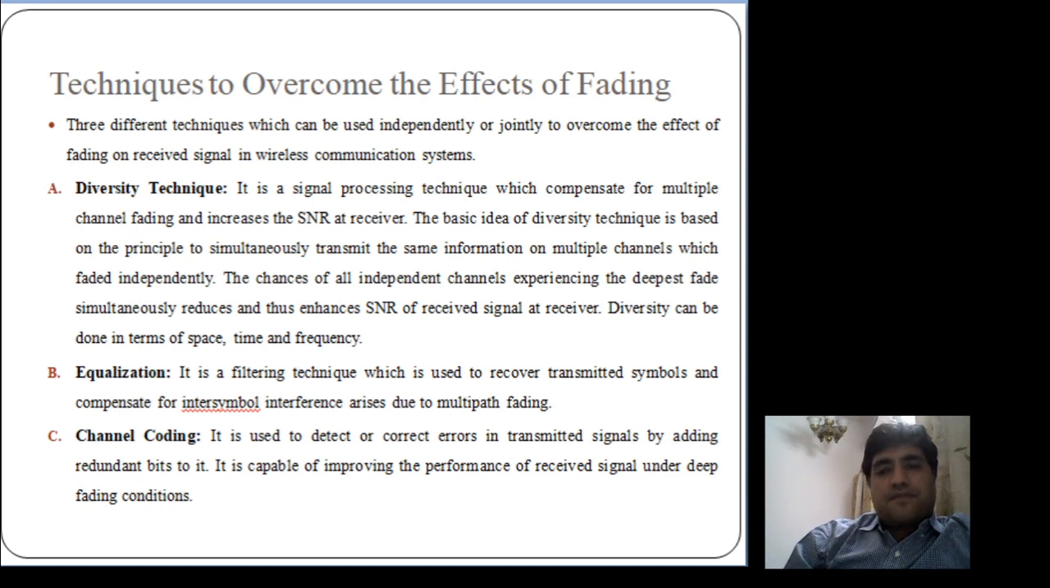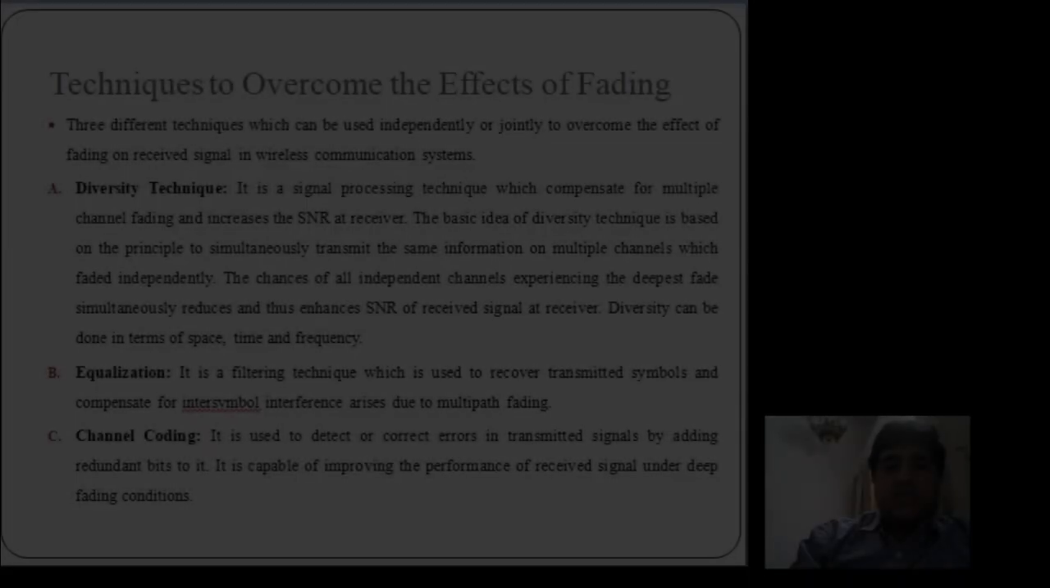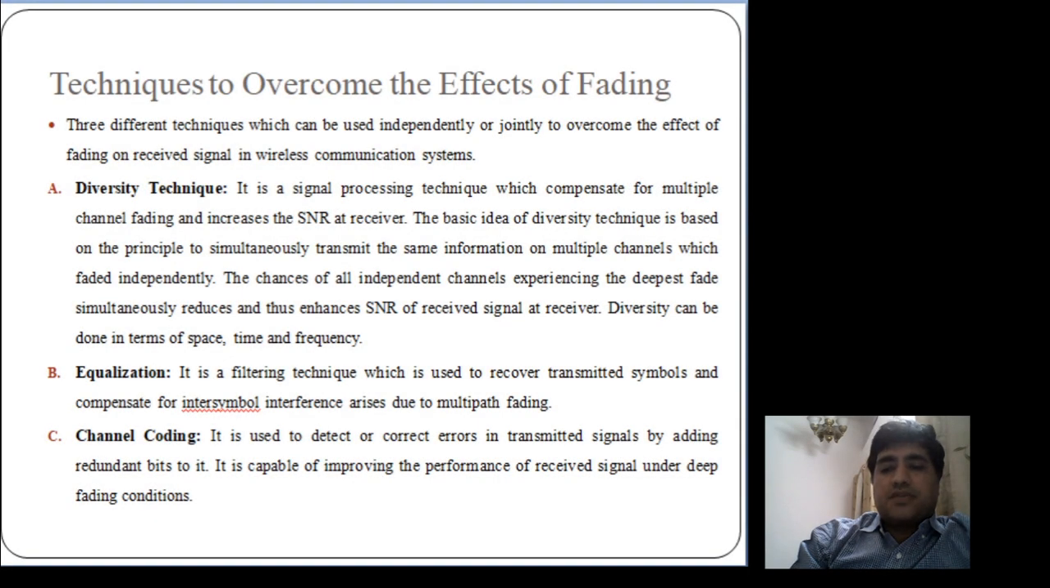Third is channel coding. So when we transmit a signal through channel, there is a possibility that at the receiver, the received signal is different from the transmitted signal. So to detect the error during the transmission as well as to correct the error, there are a few bits that have to be added to the transmitted signal. And these bits are the channel coding bits. So this can be used to improve the performance of received signal under the deepest fading conditions.